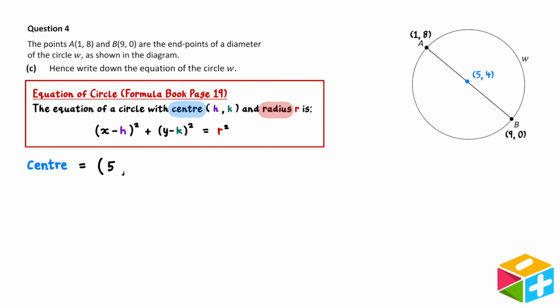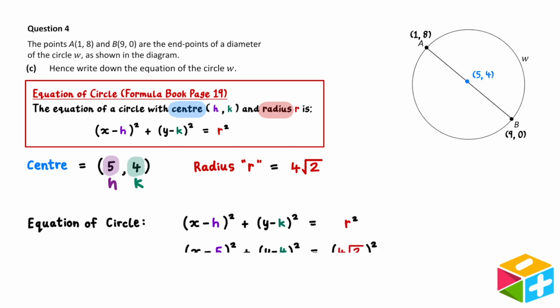In part A, we found that the centre was (5, 4). In part B, we found that the radius is 4 times the square root of 2. In our formula, the coordinates of the centre are labelled with h and k. So here we'll have h equal to 5 and k equal to 4.